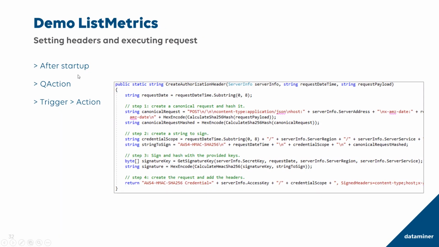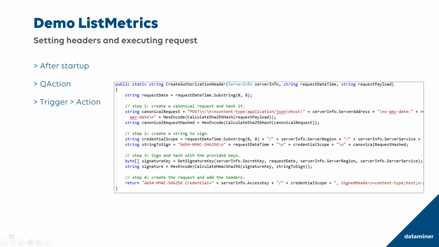Now to fill in the values for my headers, I will need a quick action and some C# code because I need to do some calculations and some encodings to actually build that key. I will use a snippet and I'll quickly run through it, but it's not the intention of this session that you understand exactly what you need to build that, it's just that you know how to do it.